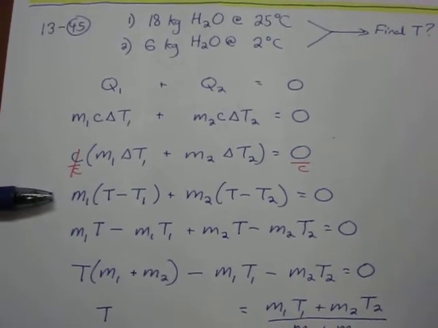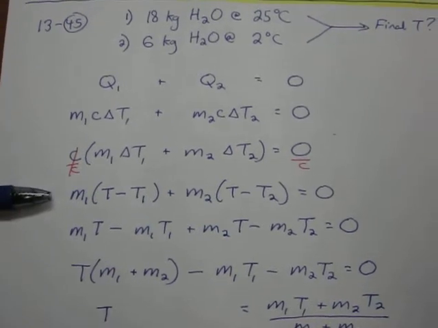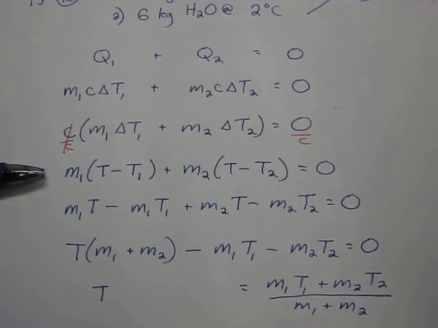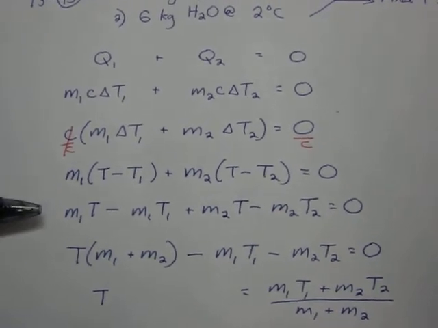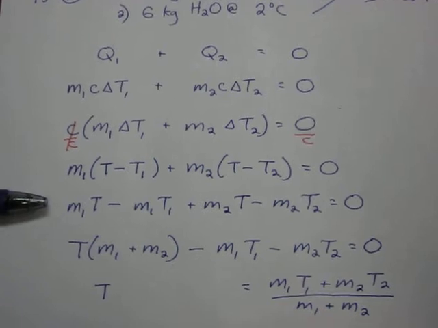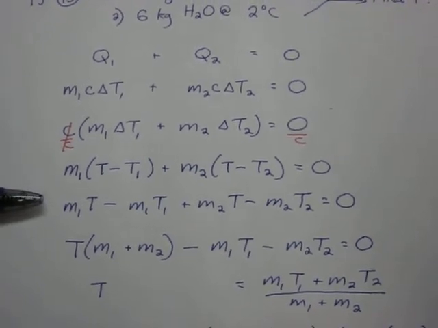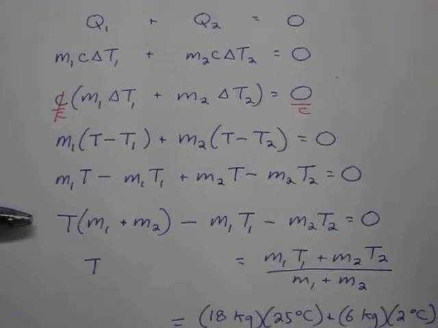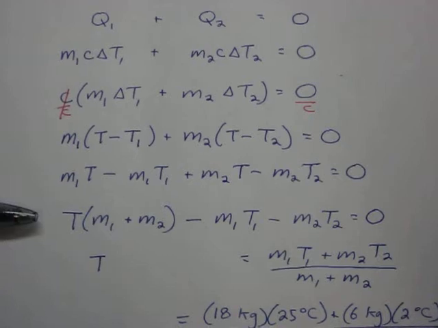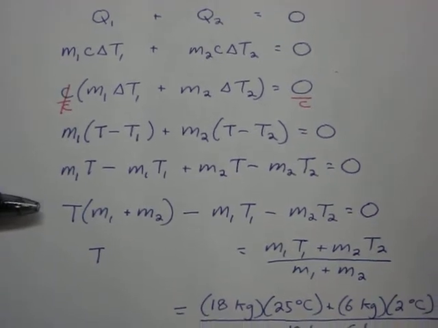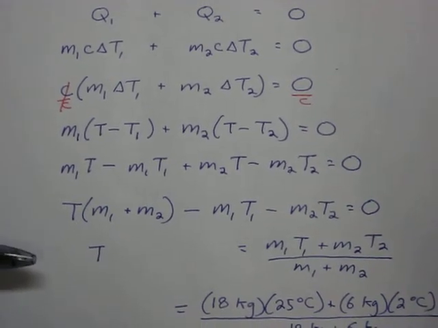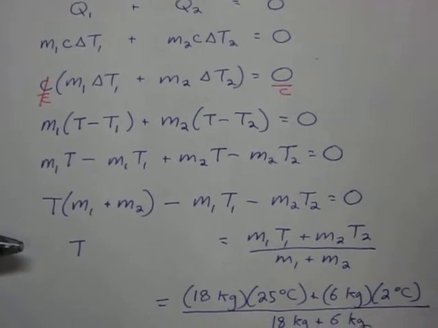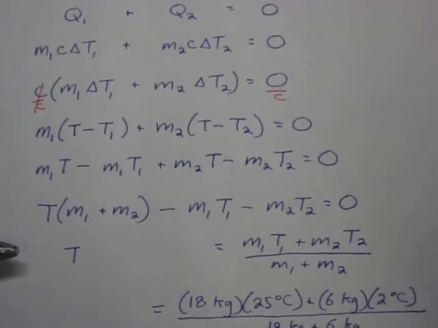If I'm solving for change in temperature, I want to algebraically isolate T and then get it on its own to the left-hand side. So I'll distribute my masses. Then, in an effort to isolate T, I'll get T times M1 plus M2 minus the other mass temperature combinations. And finally, after a few lines of algebra, we get that the final temperature is M1 T1 plus M2 T2 over the sum of the masses.